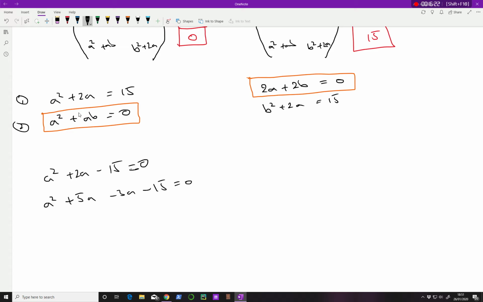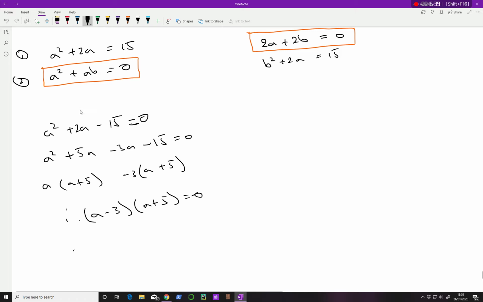Take out the common factor. So minus 3a plus 5, then a plus 5, a. So therefore, I get a minus 3, a plus 5 equals 0. So a equals 3 or a equals 5 as two possible answers.